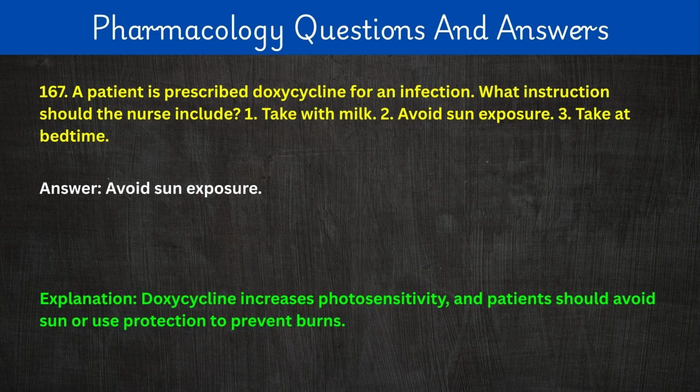167. A patient is prescribed doxycycline for an infection. What instructions should the nurse include? 1. Take with milk. 2. Avoid sun exposure. 3.